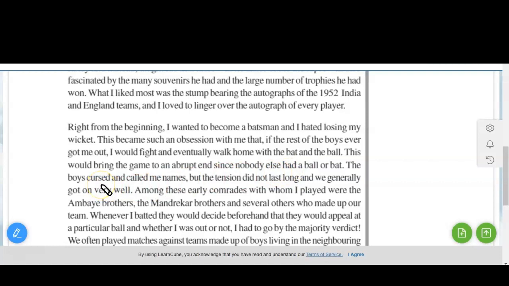And how did the boys react to it? The second part of the question is how did the boys react? So the boys cursed and called him names. Instead of me, you have to use another pronoun, that is him. We are now talking about Sunil Gavaskar as a third person, but here he is talking about himself. That is why the words me and I are used. So replace them with words like him. Okay, but the tension did not last long and we generally got on very well. So this way the boys used to curse him and call him names. This was their reaction.